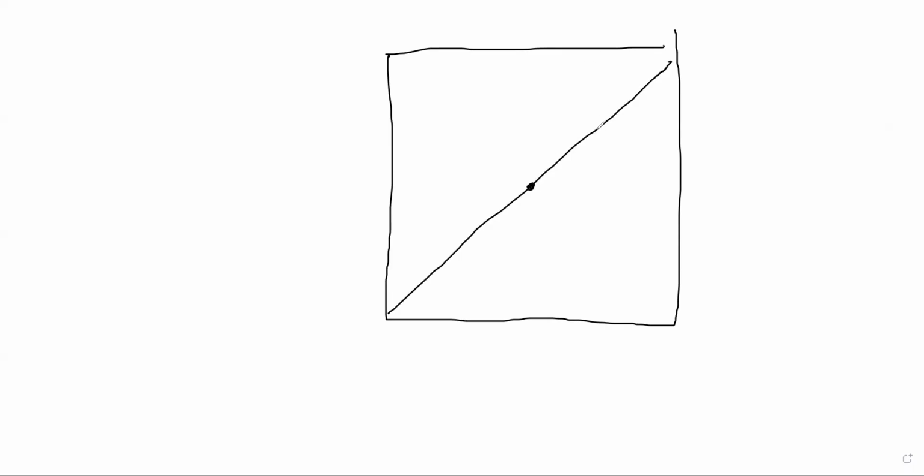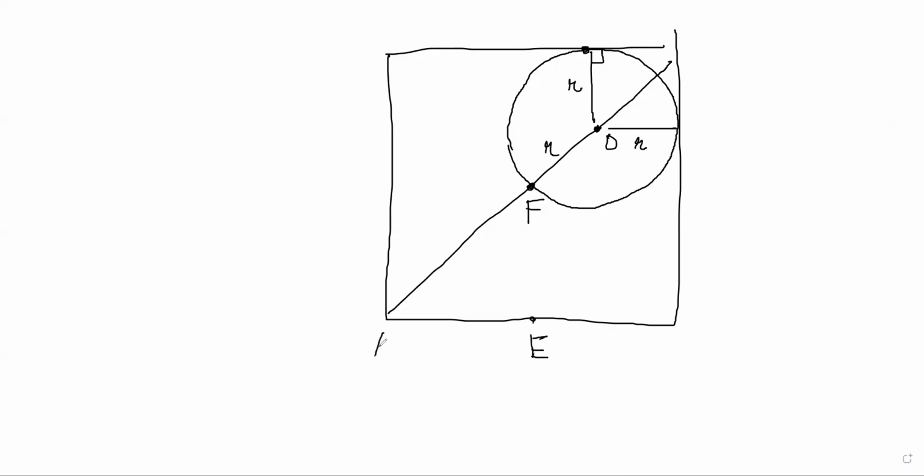So you have OF is R, this is R, and this is R. And the circle passes through, touches, and like this, right? This is my circle. This is F, E, A, B, C, and D. And this will be G, right?